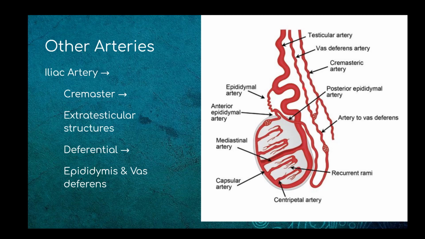All right. So again, don't get too caught up on this. I would know that the testicular artery is an aortic branch. I would then know what the capsular artery is and the recurrent rami are. I think those are probably going to be maybe 3 terms that are really definitely going to stick out board-wise.